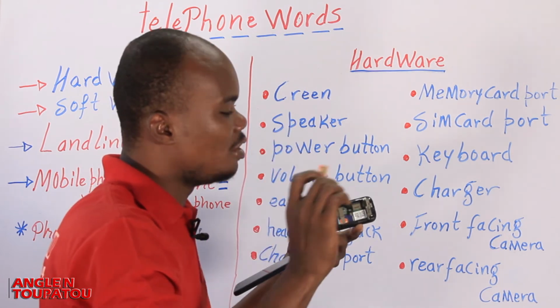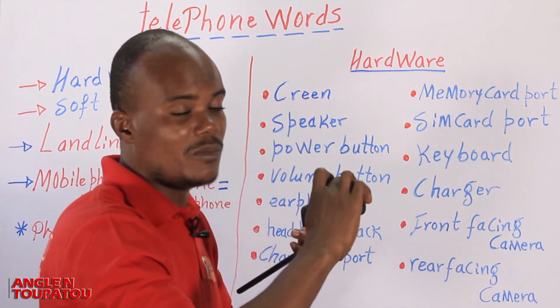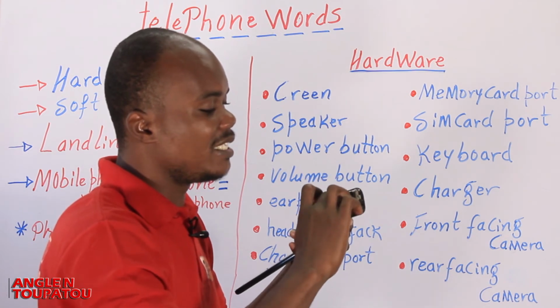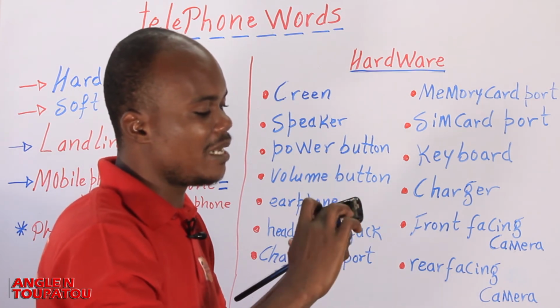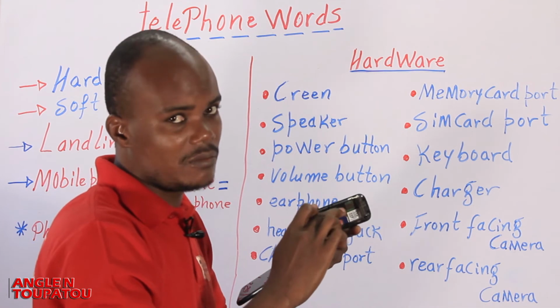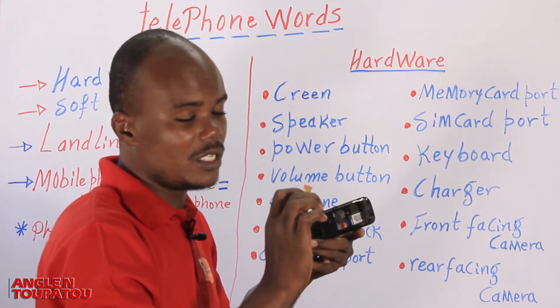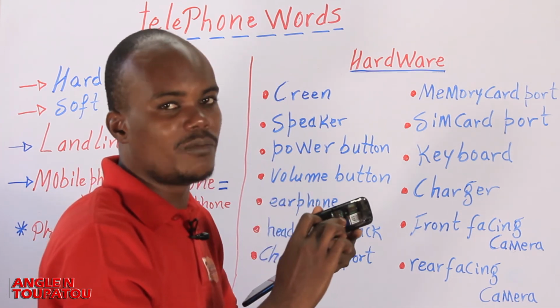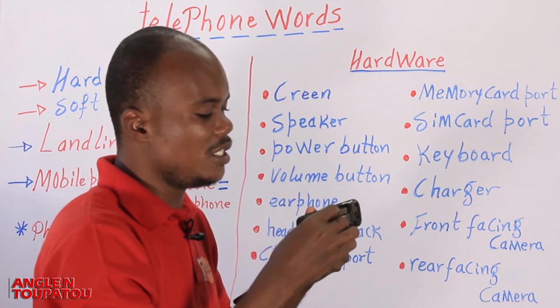Okay, good. This is the memory card port, the place to put the memory card. You see it? Memory card part, you put the memory card. SIM card part, where you can put the SIM card.